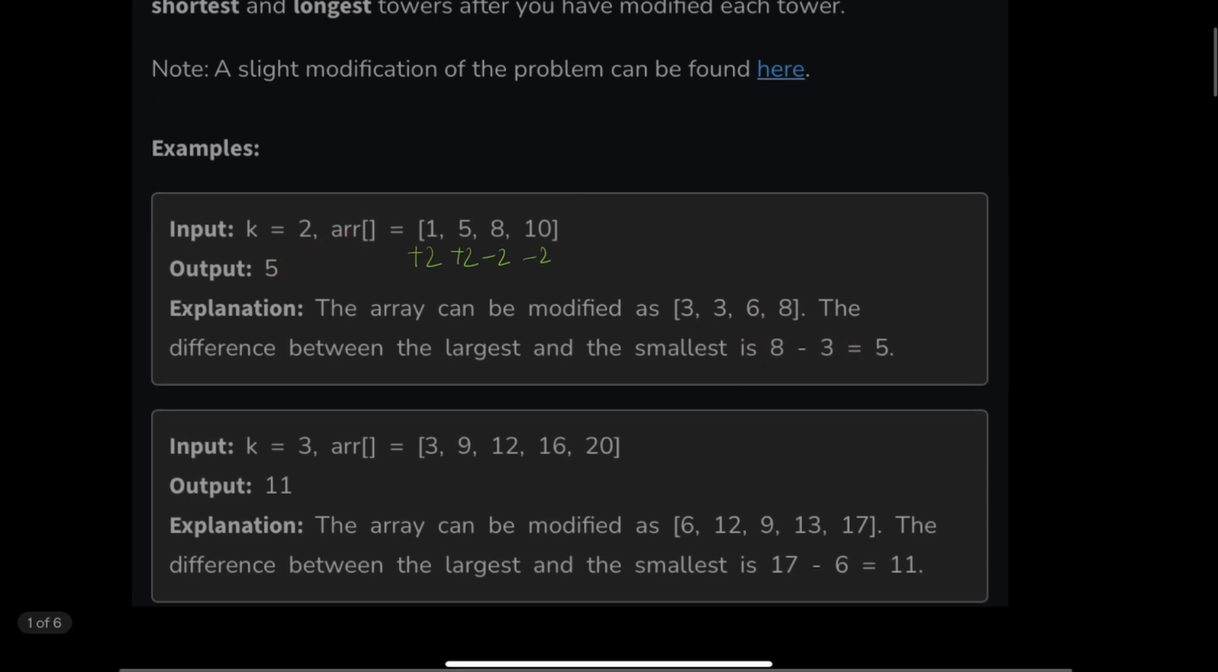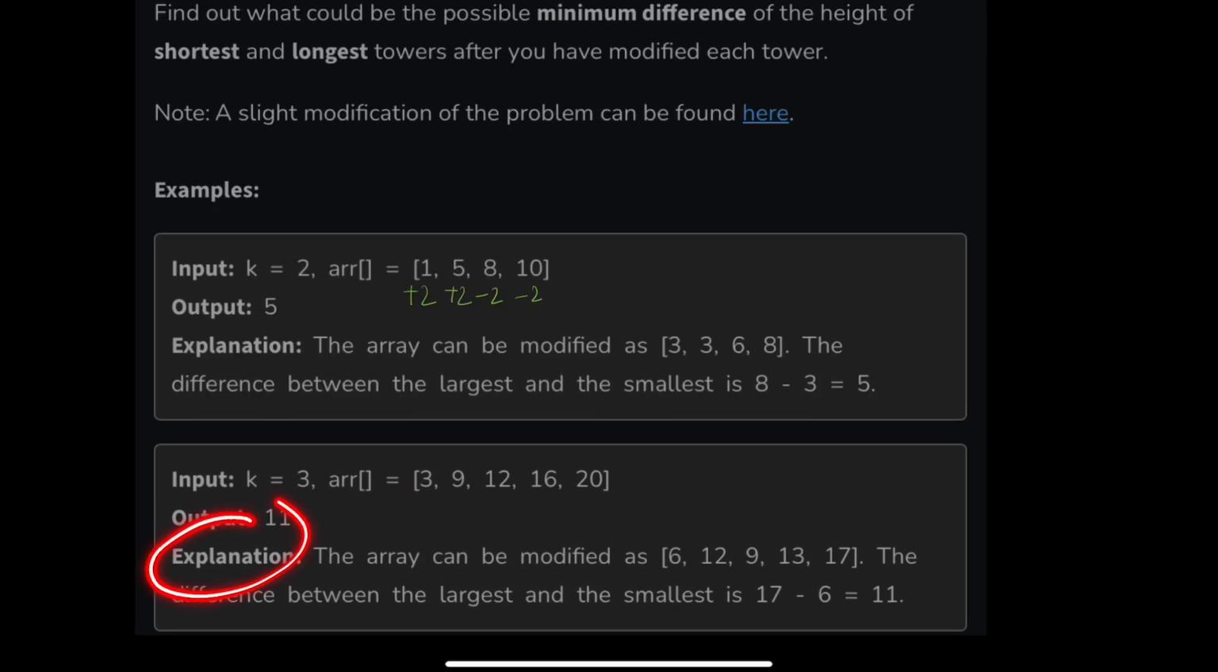Similarly for example 2, the k value is 3 and the array is given as 3, 9, 12, 16, 20. The explanation says the array can be modified as 6, 12, 9, 13, 17. That is, they have incremented 3 by 3 and 9 by 3, and decremented 12 by 3, 16 by 3 and 20 by 3. After this modification, the minimum element is 6 and the maximum element is 17. So the difference between them is 11. Okay, now we have understood example 1 and example 2 pretty clearly.